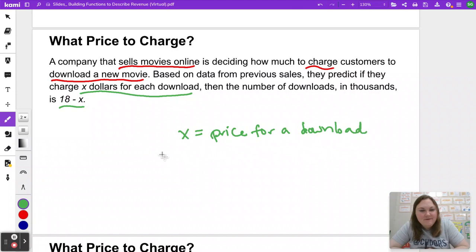And they have figured out, based on their personal data, this isn't always true, but for their personal experience, that 18 minus X, what's that represent? The number of downloads. We've got the number of downloads, and not just the number of downloads, but the number of downloads in thousands. That's important.